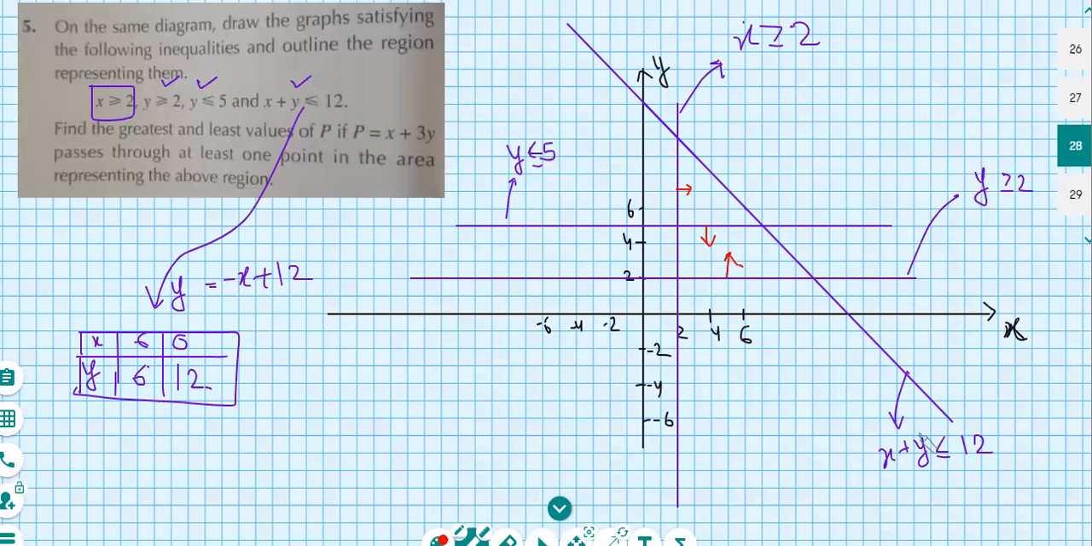Next one is x plus y less than or equal to 12. So the region should be below this line, as it is less than. So the region enclosed by these inequalities will be this. So I'm going to shade it.